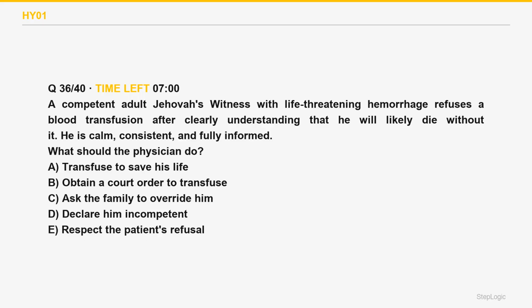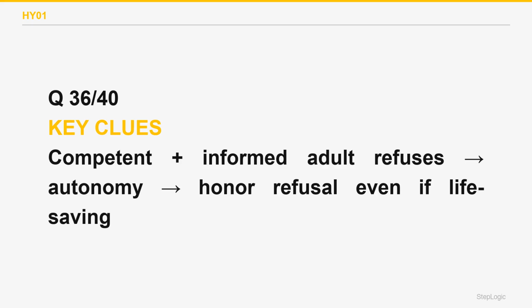What should the physician do? A competent adult Jehovah's Witness with life-threatening hemorrhage refuses a blood transfusion after clearly understanding that he will likely die without it. He is calm, consistent, and fully informed. Read the command: the right action when a competent adult refuses. Autonomy governs even against medical advice.